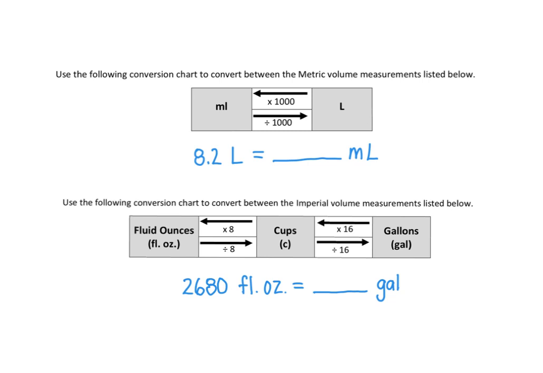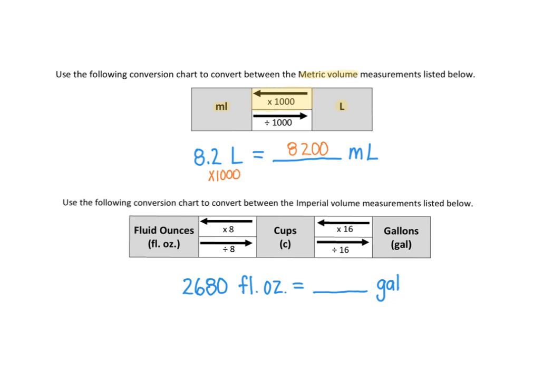We can use this metric volume conversion chart to convert 8.2 liters into milliliters. We'll do this by multiplying by 1,000. 8.2 multiplied by 1,000 will give us 8,200. So 8.2 liters is equal to 8,200 milliliters.